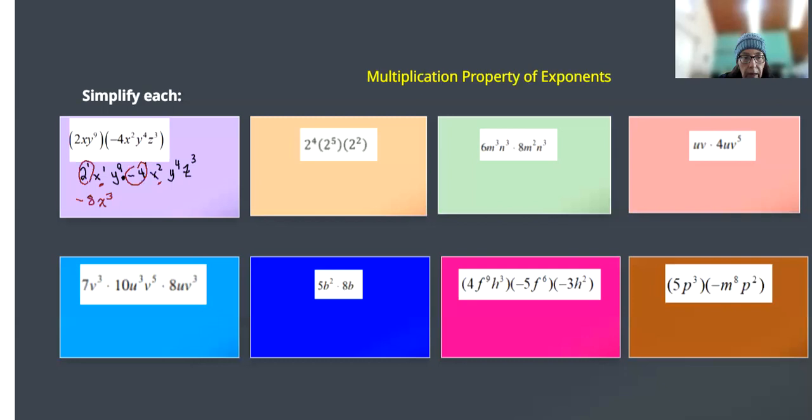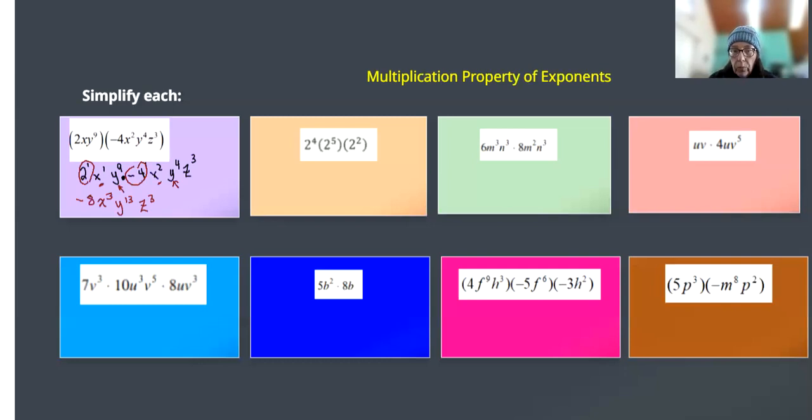Now we've got a couple y's. There's a y there and a y there. We're multiplying, so bring down your base and then add your exponents. 9 plus 4 is 13. And then we've got this z sitting by itself, so we'll just carry it down. It's all we're doing. When the bases are the same, and you're multiplying, you add the exponents.